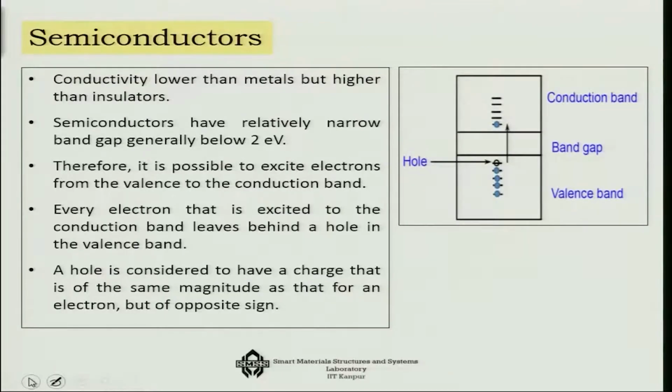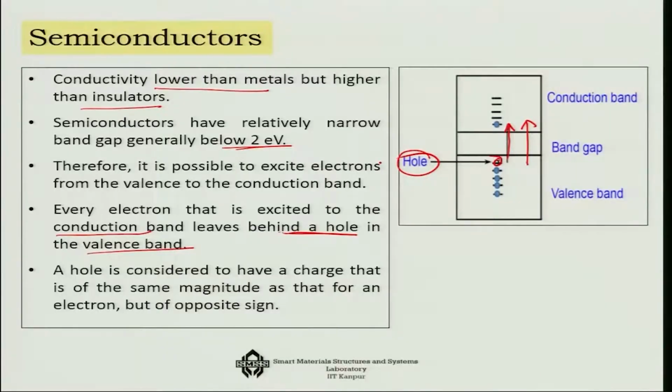Now, in the case of semiconductors, the conductivity is lower than metals but higher than the insulators. We have seen it just now in the table. Semiconductors have a relatively narrow band gap, generally below 2 electron volt. Therefore, it is possible to excite electrons from the valency band to the conduction band. Every electron that is excited to the conduction band leaves behind a hole in the valency band. So, like one electron jumping from here to here, there is a hole remaining here.